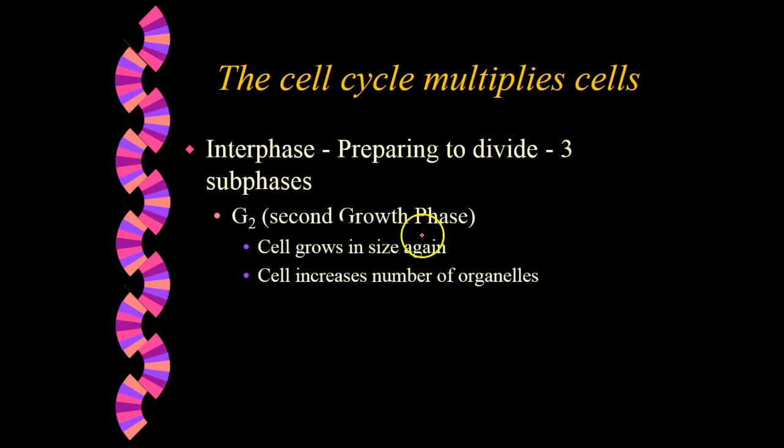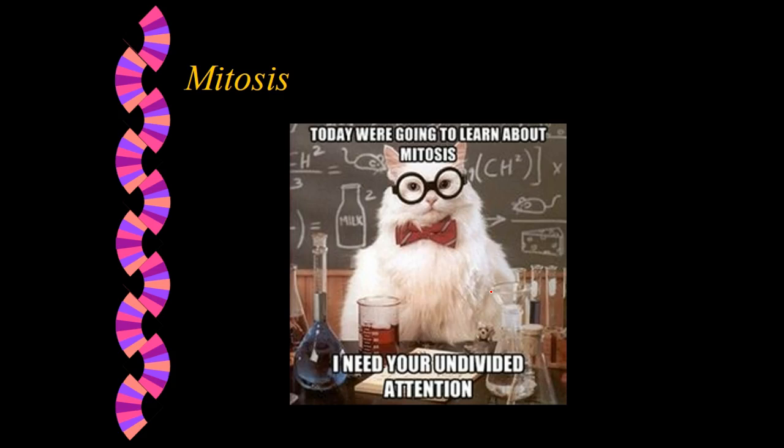The third subphase is G2. G2 is the second growth phase, and the cell grows in size, and again, it's the last-ditch effort to increase the number of organelles to the levels needed in order to divide. Okay, so interphase: G1, S, G2. G1 and G2 are your gap phases, and they are your first and second growth phase. They're also going to increase the number of organelles in order to divide the cell. S phase, you duplicate the DNA.